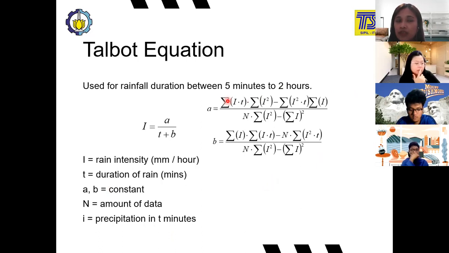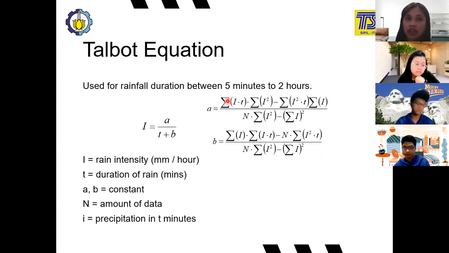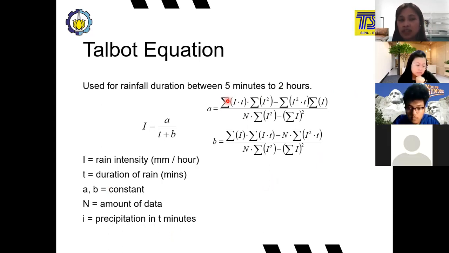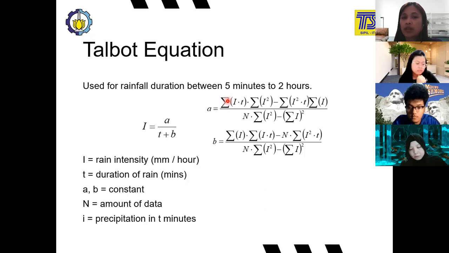So the use of this equation actually depends on the rainfall duration. In the case of the Talbot equation, it is used for rainfall duration between 5 minutes to 2 hours. So for a short period of rainfall, if you want to calculate the average rain intensity, you can use this Talbot equation.